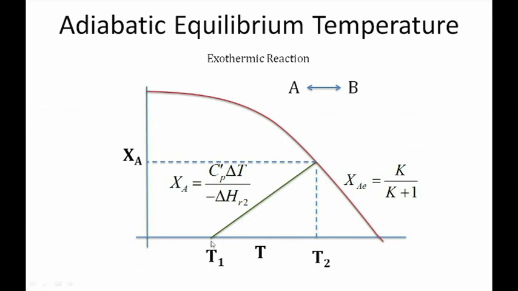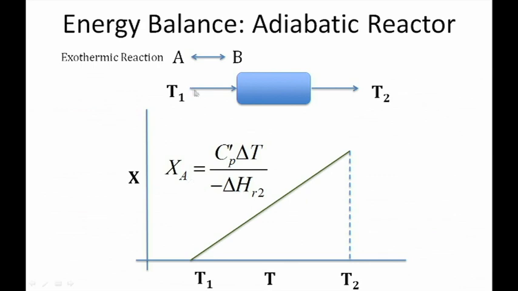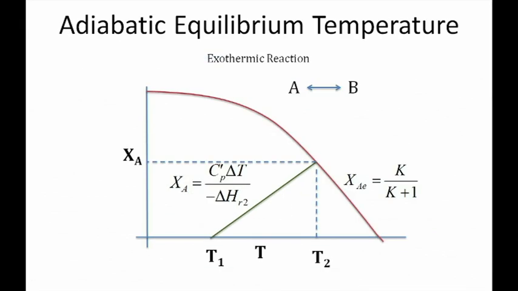So, let us suppose you have the feed temperature T1 and you start your reaction in the adiabatic reactor. Since the slope is given by Cp upon delta HR, which is pretty much constant, you are not adding anything or changing the reaction energy. So, the slope of this line has to be constant, and the line has to meet the equilibrium envelope at max here.